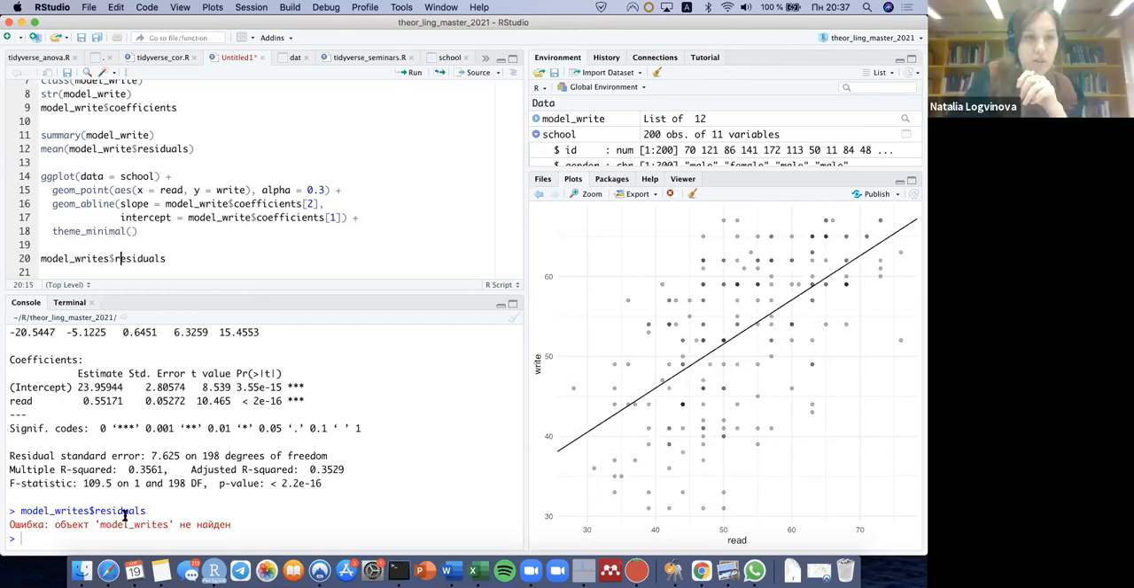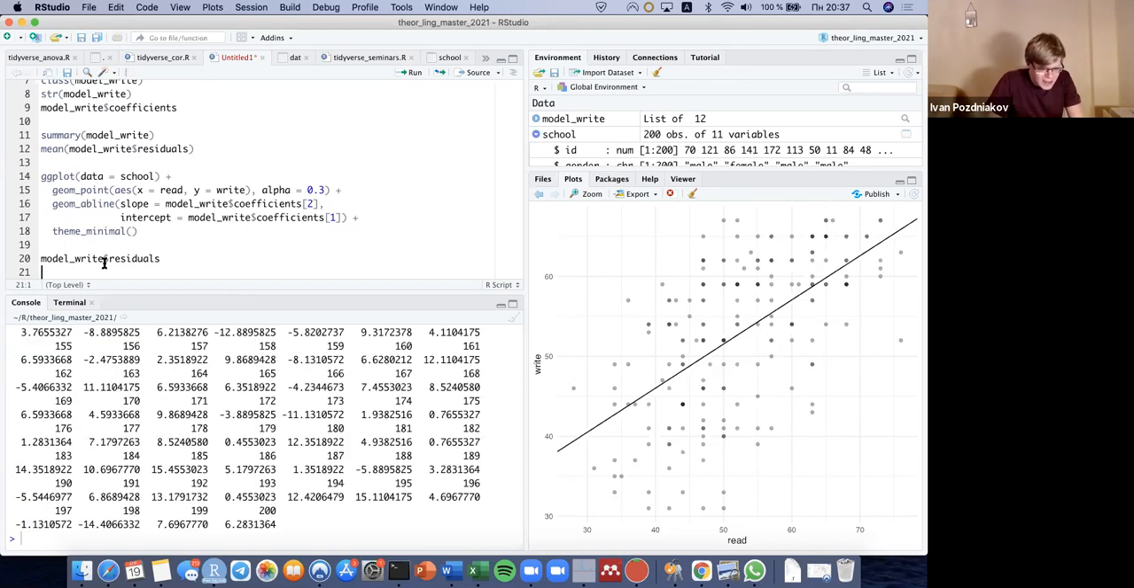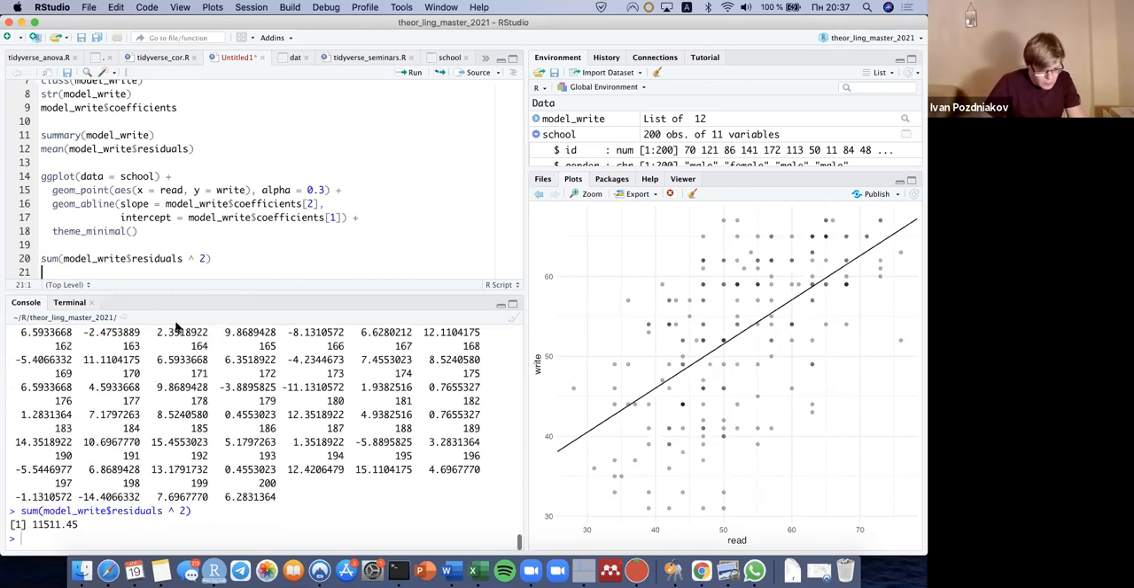What is it? We have the model, right? We have these residuals, but we measure not residuals, we measure squared residuals, right? So we have ordinary least squares. We calculate the square of them, and we calculate the sum. Okay, this is the value of what we couldn't explain.